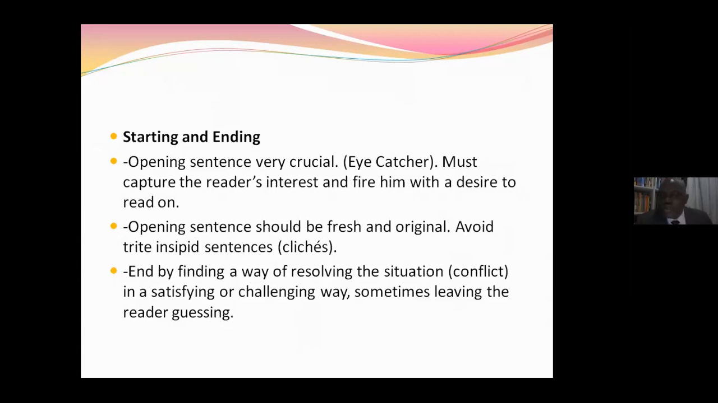How do you end a story? By finding a way of resolving the situation, the conflict, in a satisfying or challenging way, sometimes leaving the reader guessing. That's how you end the story.